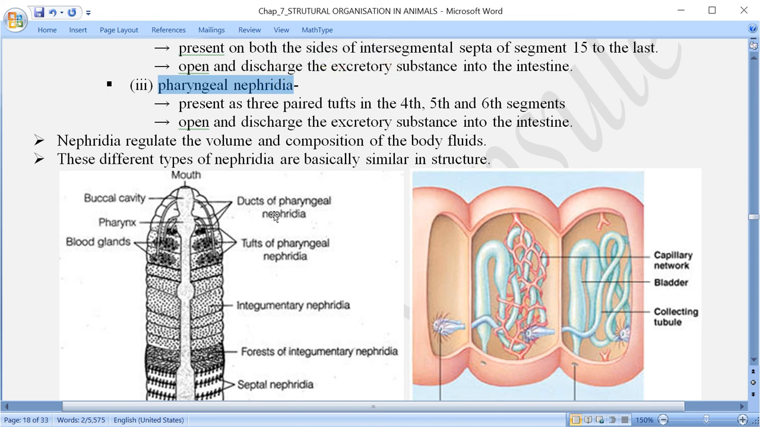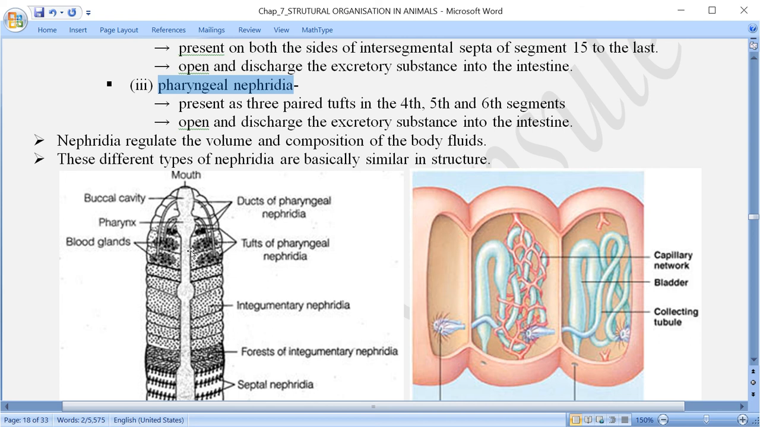The second one over here is pharyngeal nephridia. As the name suggests here, pharyngeal means pharynx. This is present as a tuft. Over here in the figure, just have a look here. Tufts of pharyngeal nephridia, which is located here in the 4th, 5th and 6th segment only. Only 3 segments. 4th, 5th and 6th segment में क्या चीज़ है, 3 paired tufts of nephridias are located, and here these also open into the intestine.